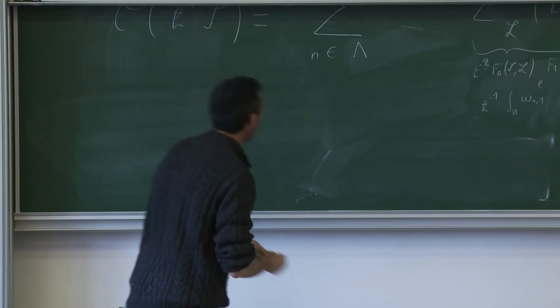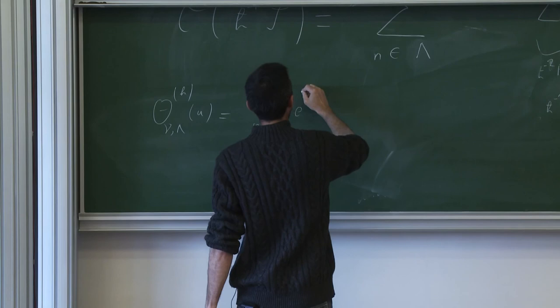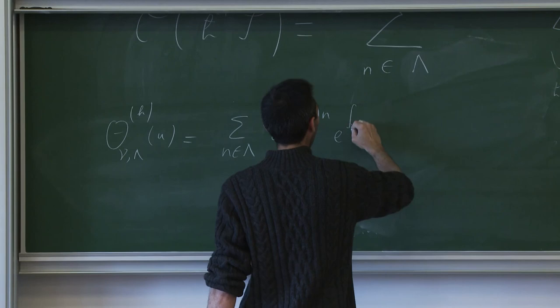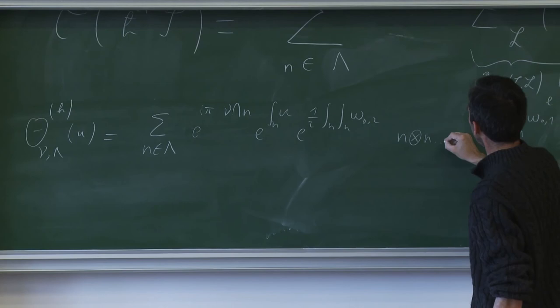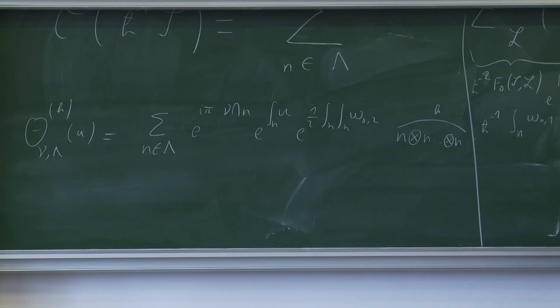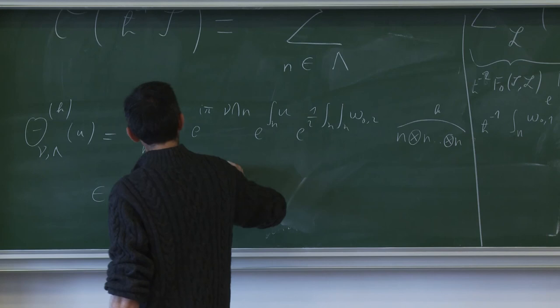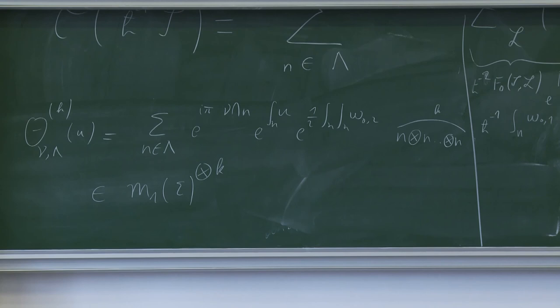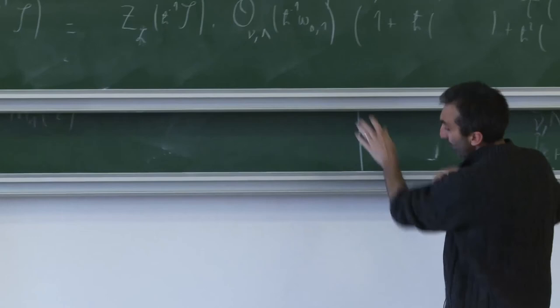Theta k of u is a sum over n in your lattice, exponential i pi nu intersection n, exponential integral n u, and exponential one half times n tensor n, tensor n, k times. So this belongs somehow to M1 of sigma to the kth tensor product. So it's a tensor product of cycles, which means that you can integrate a k-form on it. And if you want to write the first term here using this, let me just write the formula here.